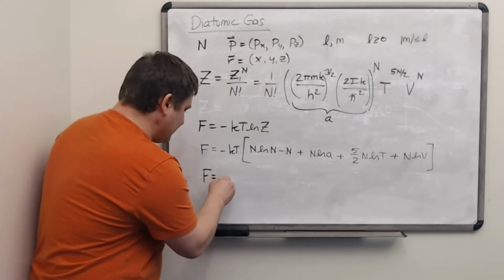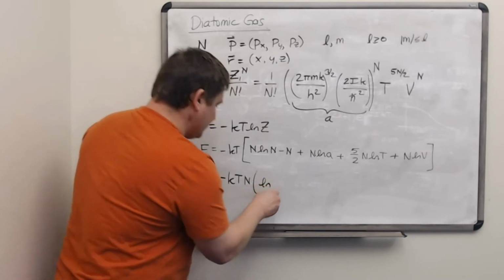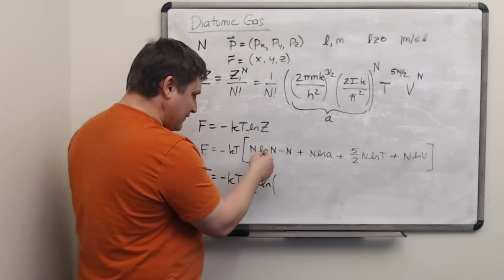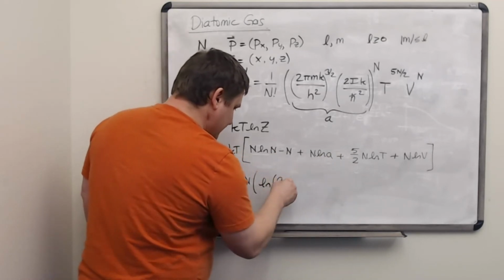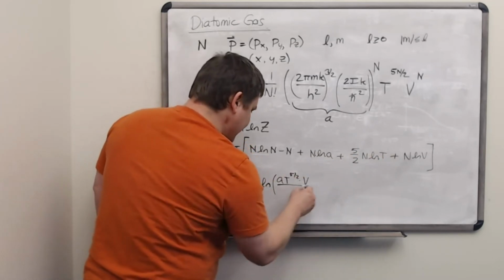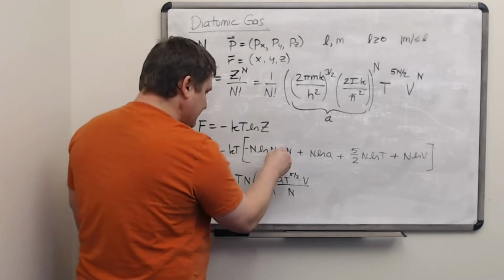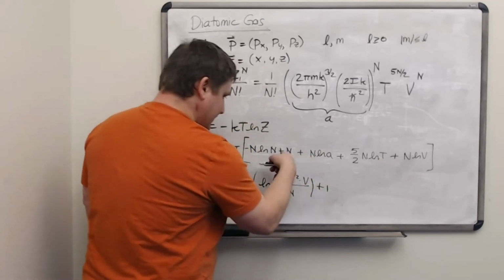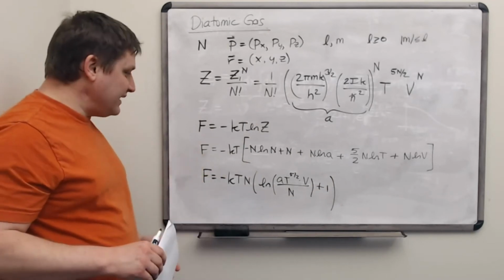And we'll put this together. We'll have minus kTN times the logarithm of, let's see, the N's are out front. What's going to go in the logarithm is a factor of A, a factor of T to the 5/2, a factor of V, and a factor of N on the bottom. This is minus because that was N factorial in the denominator. So that's that, and then a plus 1 from this N here. Okay, so that's our Helmholtz free energy model for the ideal diatomic gas.